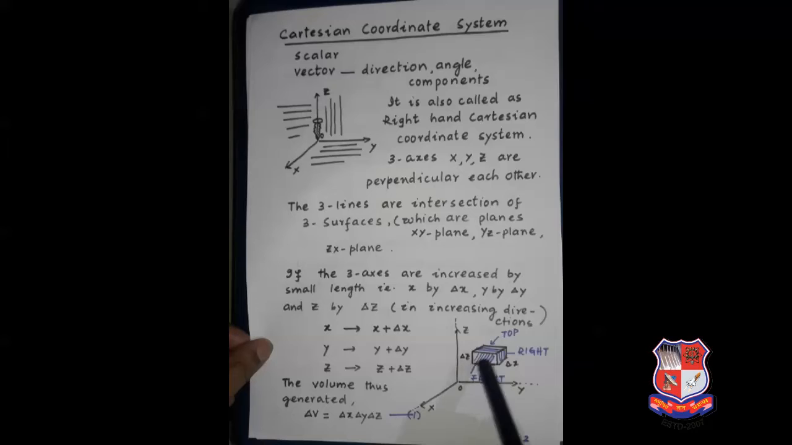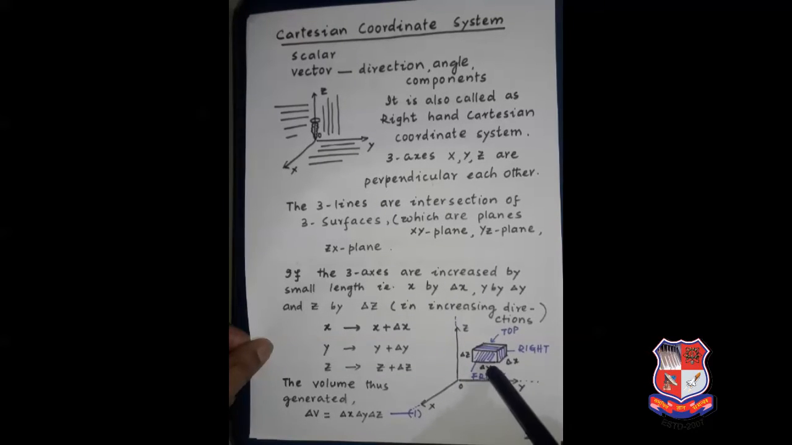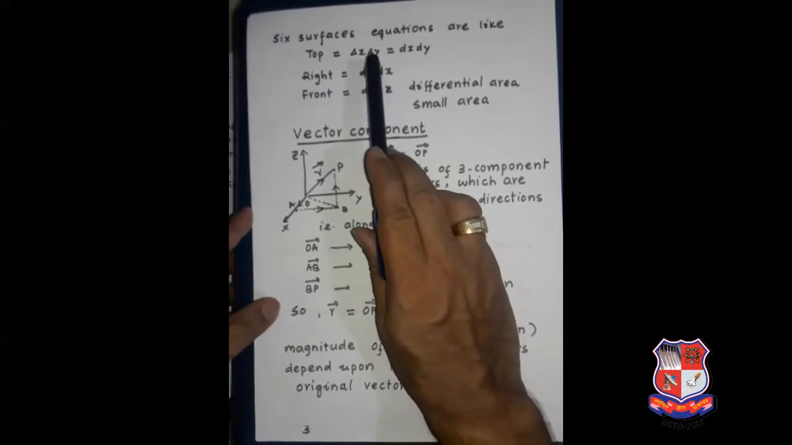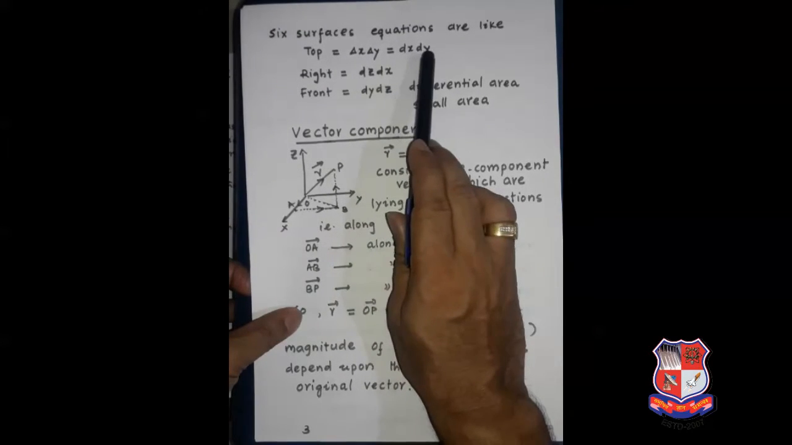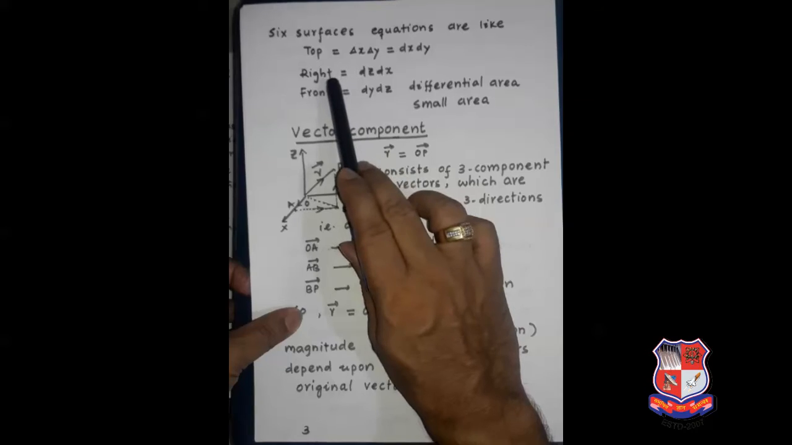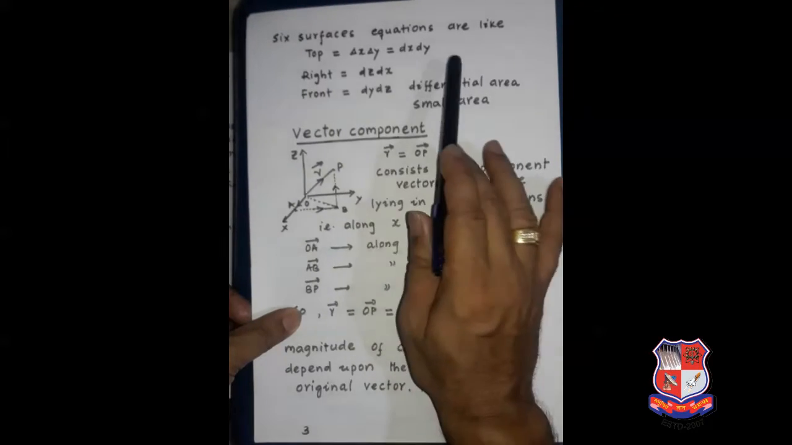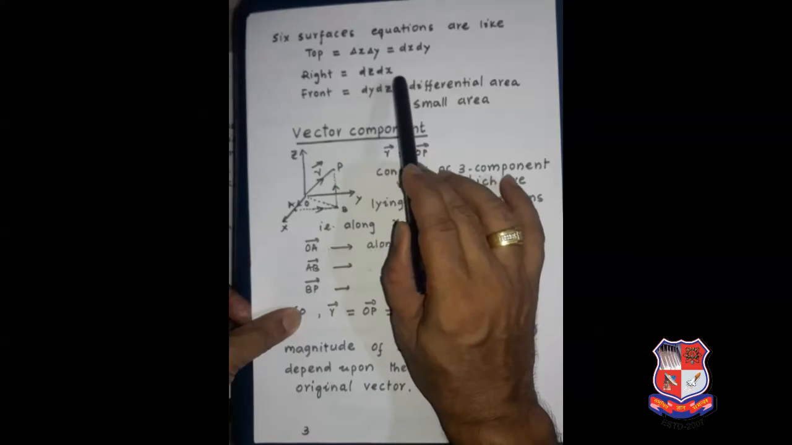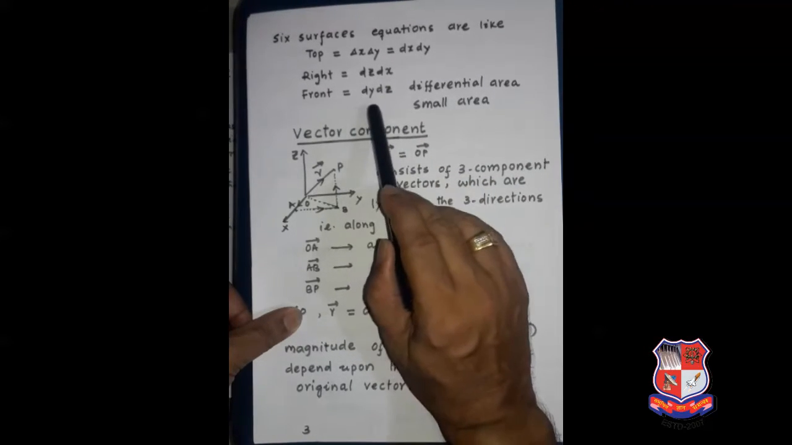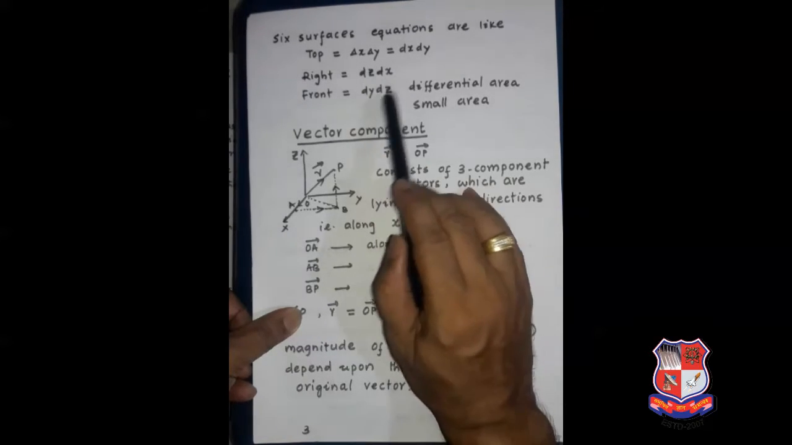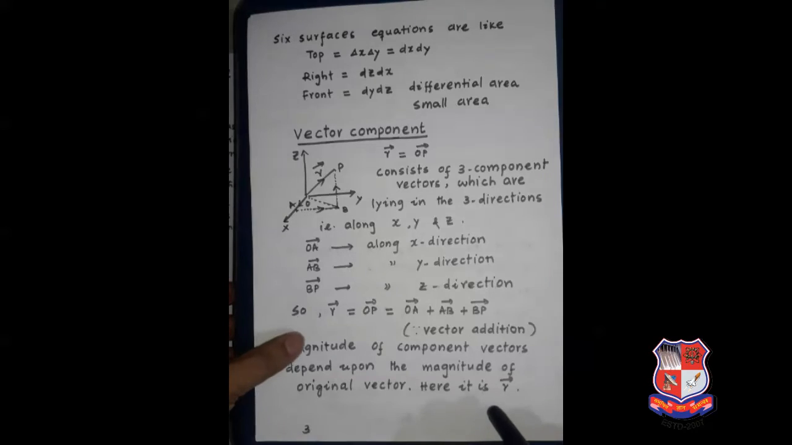Similarly we can write down the expression for the areas also. There are 6 surfaces generated there. If you take the top surface, the equation will be dx into dy. Similarly the right side, referring to the last figure, the right side surface will be dz into dx. Then the front surface will be dy into dz. Similarly you can write down the equation for the other surfaces.